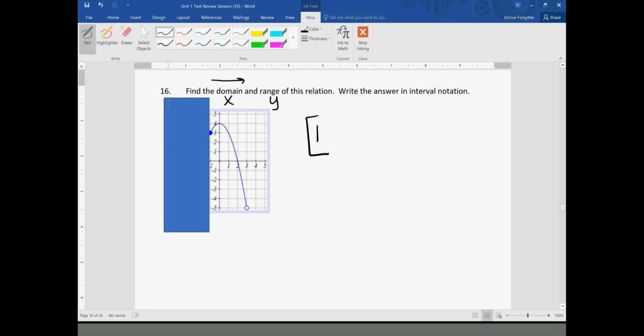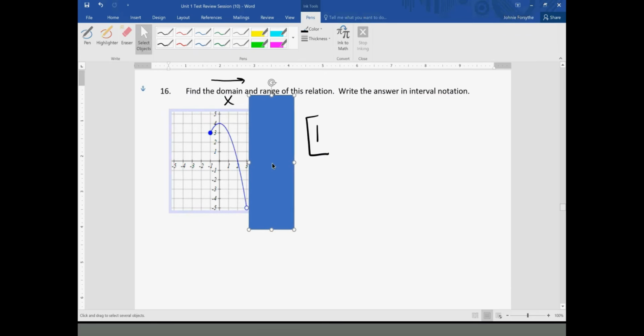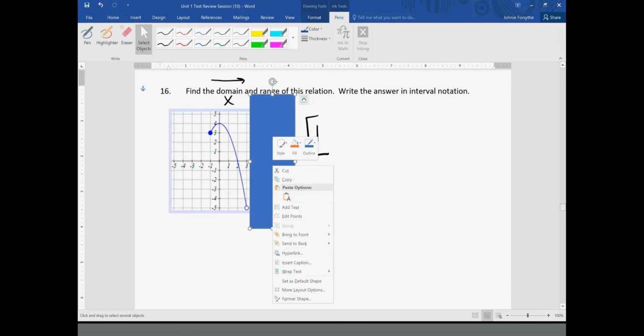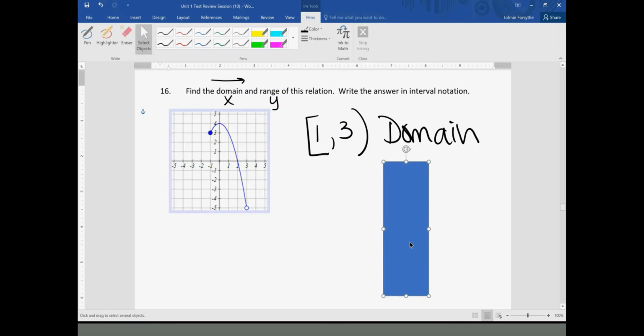And your graph starts at 1. We're talking about our x values. And the x values, the graph covers all the way to 3 on the x-axis. So the interval for your domain would be 1 all the way to 3. Now, we're not going to include 3 because it's an open circle. So we're going to use parentheses. So this is the interval describing the domain of this relation. Okay? And you always think left to right, smallest to largest.